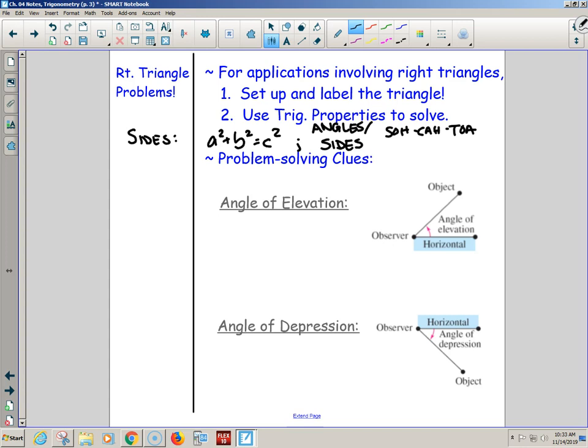Elevation change. Anyway, elevation, you're going up. Hey, the angle is going up, twisting, rotating up from the ground, right?